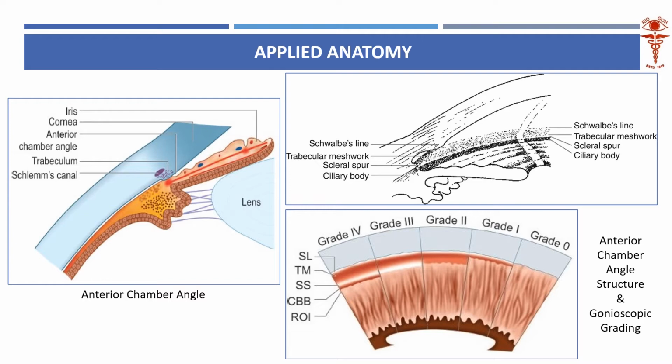So the angle of the eye, or the edge of the anterior chamber, is a very important part because it deals with drainage of aqueous humor. Should this not happen properly, then there is going to be pressure building up in the eye, and that is called glaucoma.